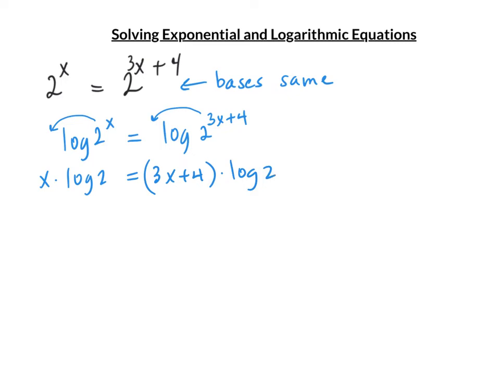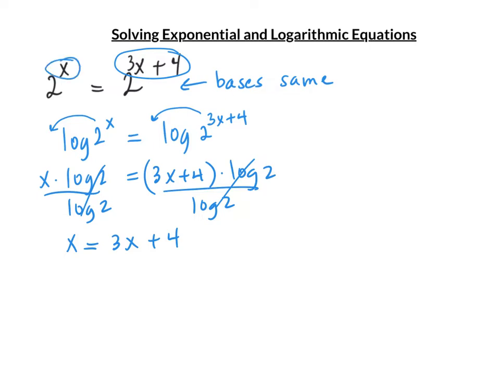Notice there's the log of 2 on both sides. That's some decimal. We could divide both sides by the log of 2, and those would cancel. Anything divided by itself is 1, and it's just x equals 3x plus 4. Hey, look at that. That's all I needed to do. Subtract 3x from each side. Negative 2x equals 4. Divide by negative 2. And x equals negative 2.